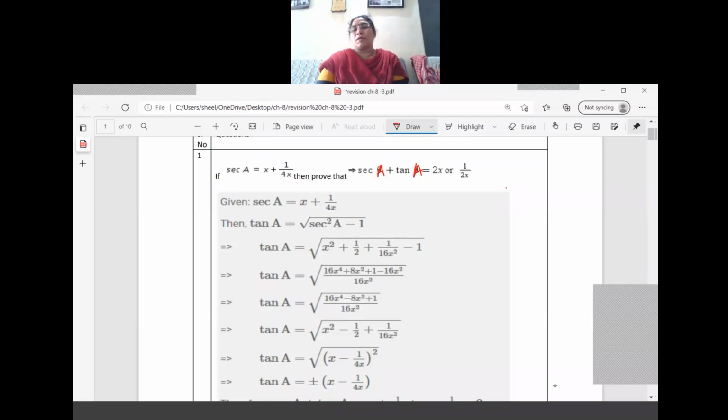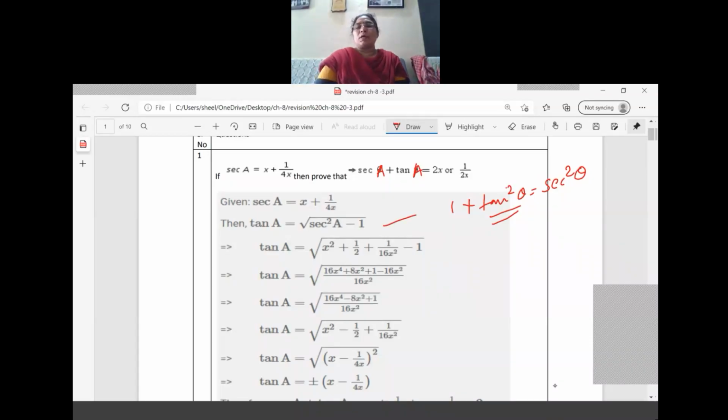Sec square A minus 1: how did we get it? From 1 plus tan square theta equals sec square theta. So we are writing it for tan only, so it will be tan square theta equals sec square theta minus 1. Then tan means it is the root of that one. So we got this identity.